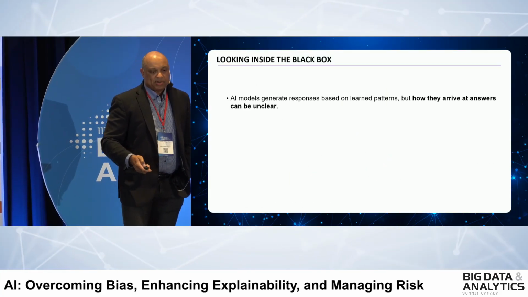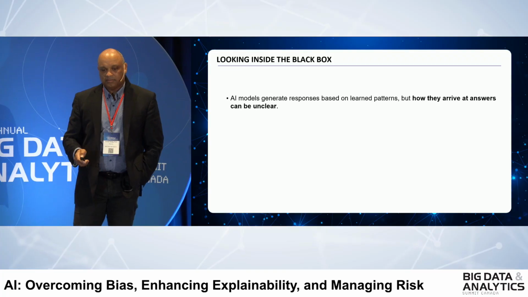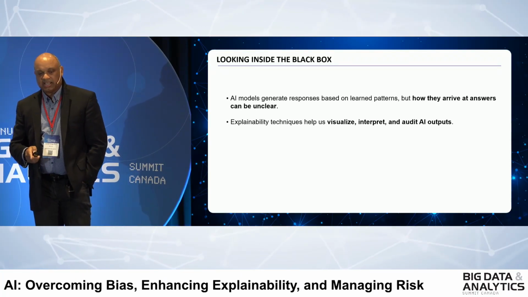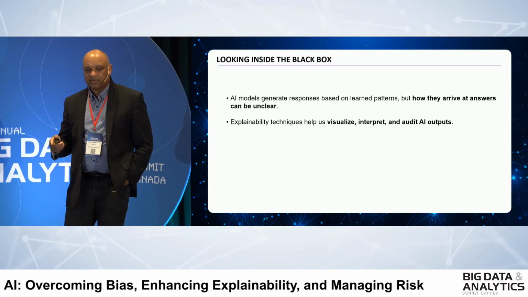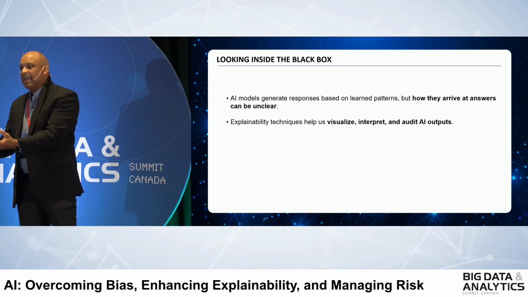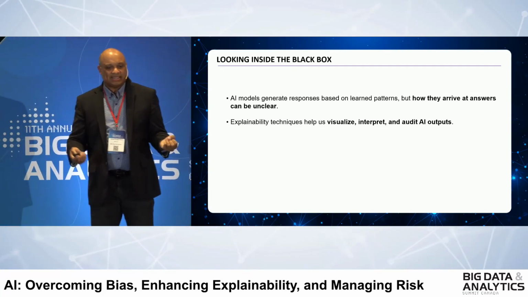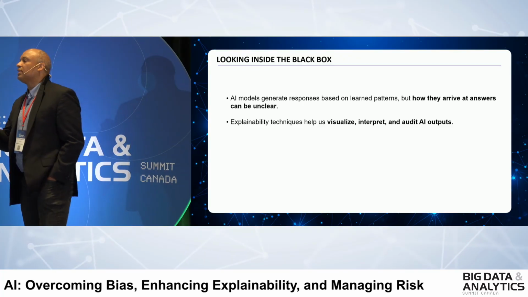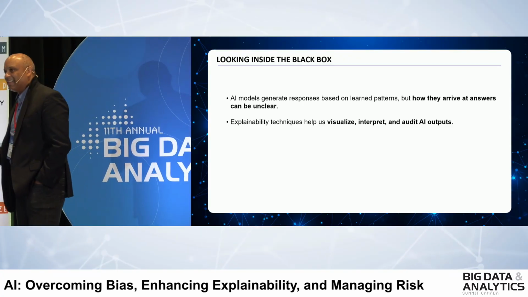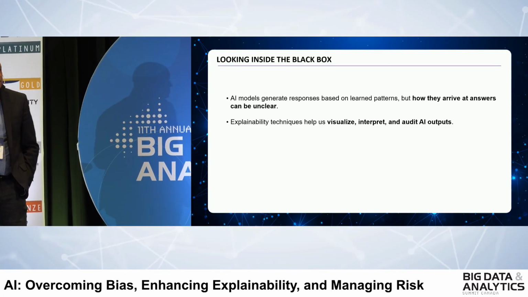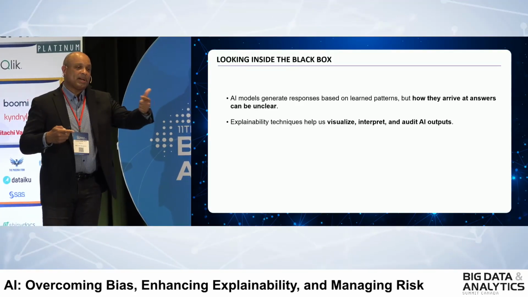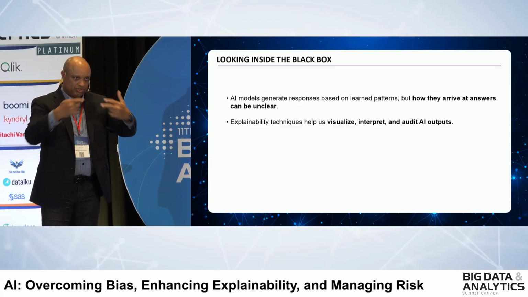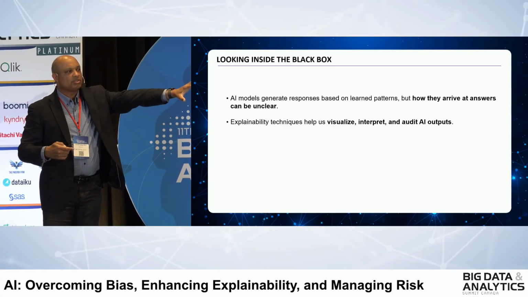So AI models generate responses based on learned patterns, but how they arrive at answers can also be unclear. Explainability techniques help us visualize, interpret, and audit those AI results. So now we want to peer into the model and ask ourselves, well, how is the model arriving at these answers? And so what we need is some way of visualizing what's going on behind the curtains. And this is to get rid of the black box characteristics of the model. Because remember, the hallucinations, the bias, and the black box, they all contribute. If we can de-risk the model, if we can reduce that stuff, then we're heading more towards trustworthy AI.